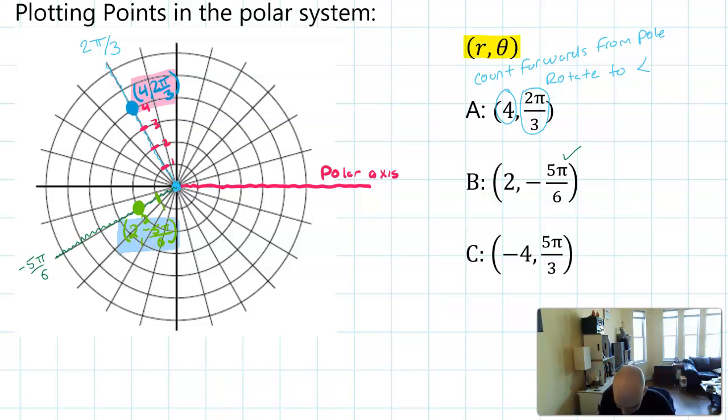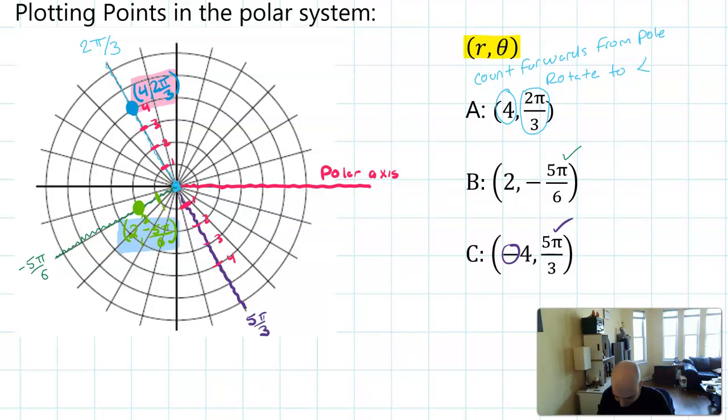Now let's plot point C, which is negative 4 comma 5 pi over 3. So there's a little negative here that's going to mess with us. But let's first find the angle. So we're going to check the angle first. 5 pi over 3 is all the way around down to here, just my normal unit circle. So the point I want is going to live somewhere along this ray. Now, if I were to count out along this ray, I would count 1, 2, 3, 4.